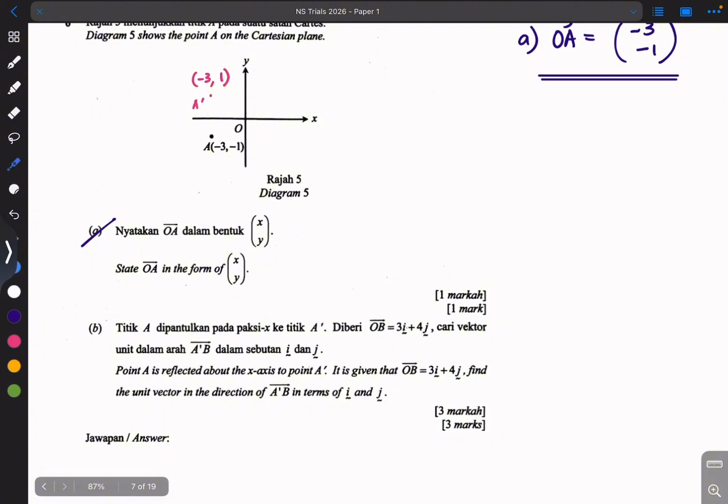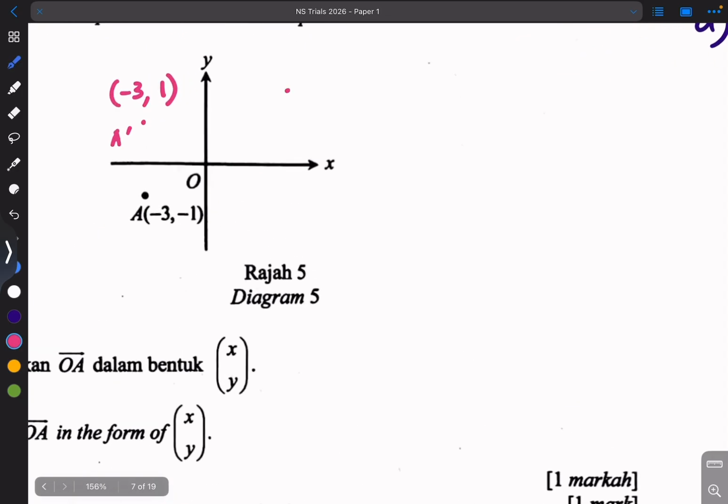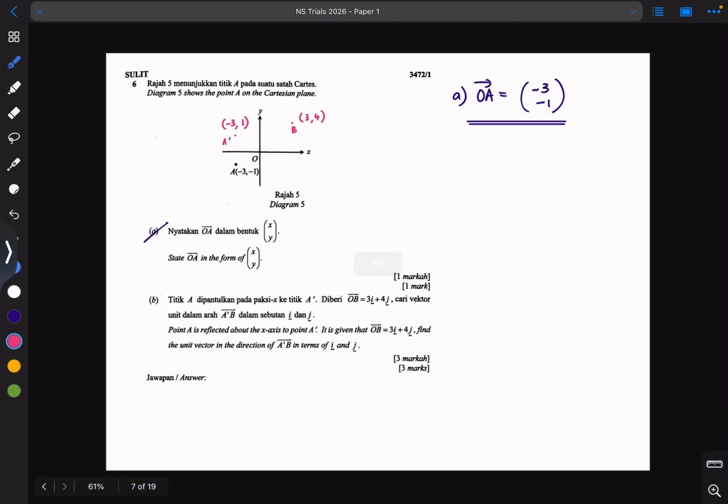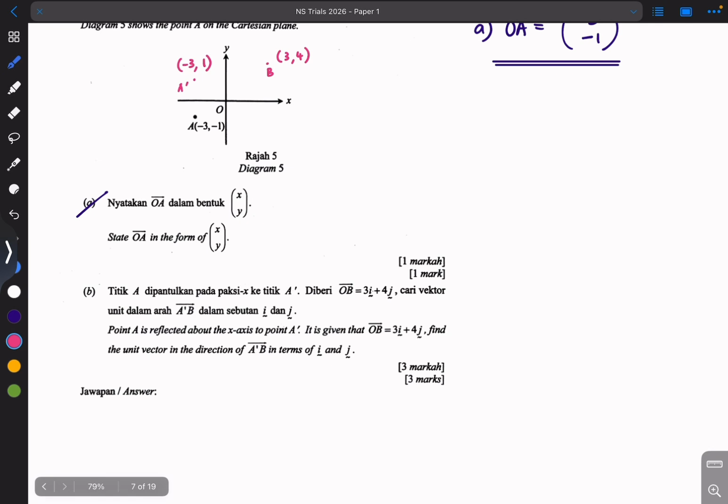Then they said OB is given as 3i plus 4j. So this is also a position vector. When they give us a position vector, you can easily convert it to coordinates. This would literally be 3, 4. So 3, 4 would be somewhere here. Alright. They want us to find the unit vector in the direction A prime B. So A prime is here, B is here. They want us to find this vector.